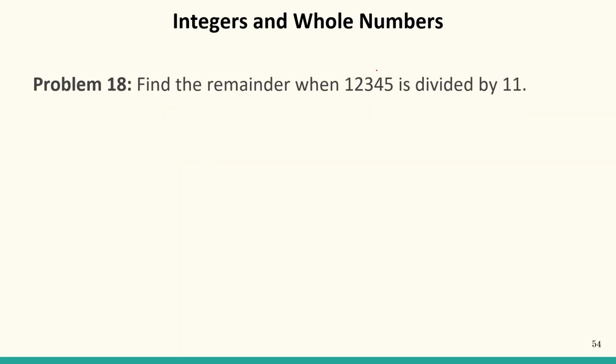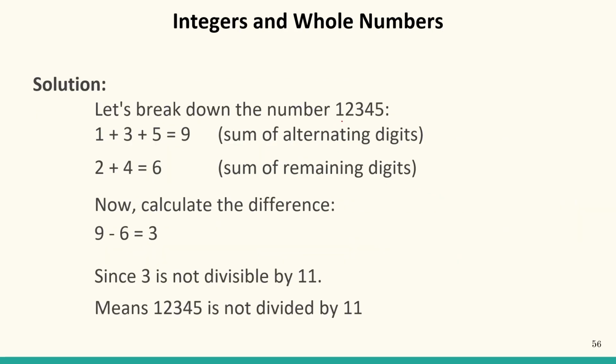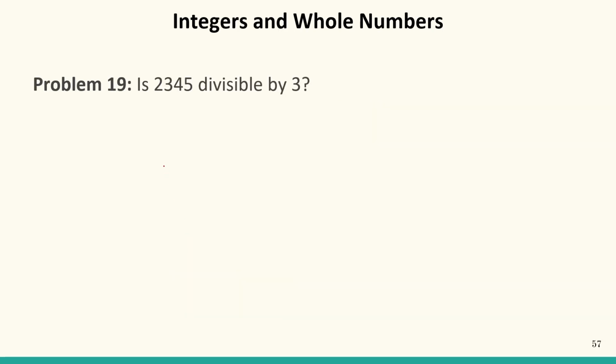Now find the remainder when this is divided by 11. To find the remainder when divided by 11, we can use the divisibility rule for 11. According to the rule, a number is divisible by 11 if the difference between the sum of alternating digits and the sum of its remaining digits is either 0 or a multiple of 11. So let's break down the number 12345. 1 plus 3 plus 5 is equal to 9. 2 plus 4 is equal to 6. So 9 minus 6 is equal to 3. Since 3 is not divisible by 11, this number is not divisible by 11.